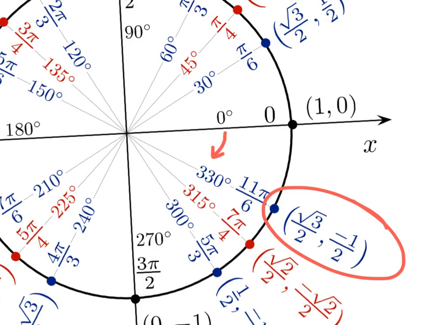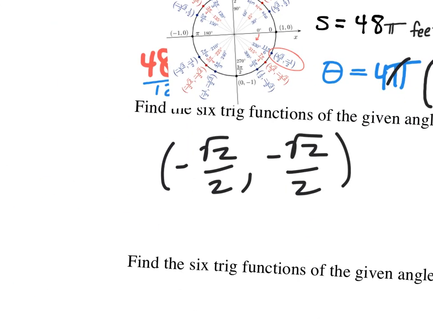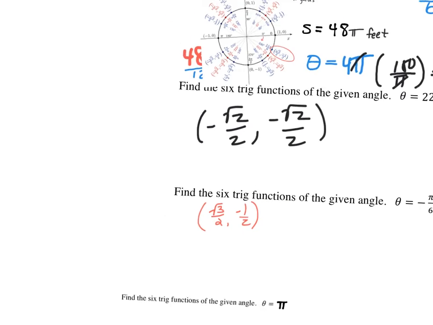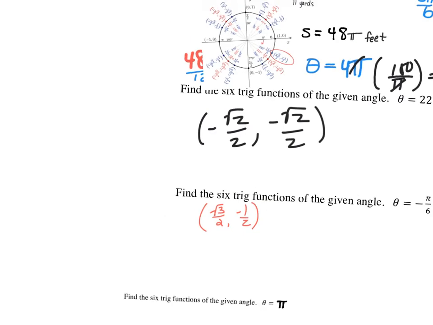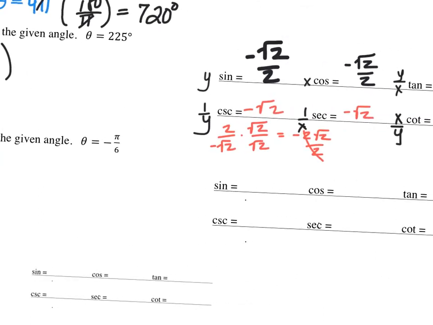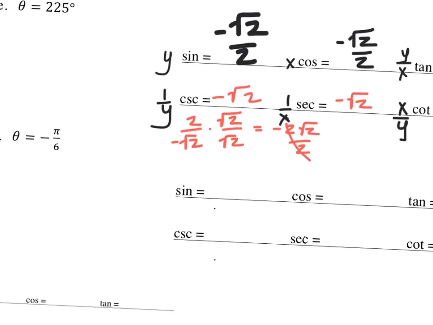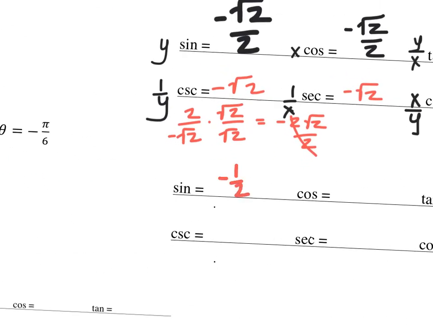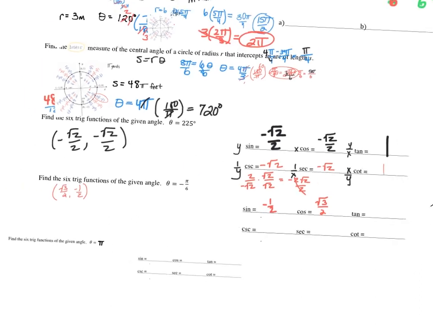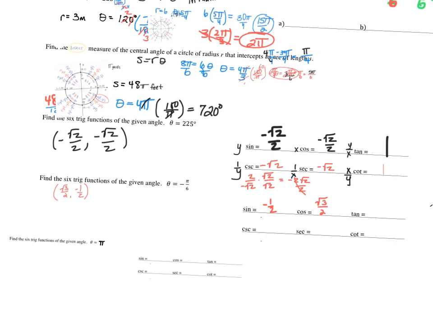So this is the ordered pair that we're talking about. Root 3 over 2 and negative 1/2. So I'm going to write down root 3 over 2 and negative 1/2. Everybody agree with me? You guys good with that? So I know my sine and my cosine. What is the sine for this angle? Negative 1/2. Good. What is the cosine? Root 3 over 2.